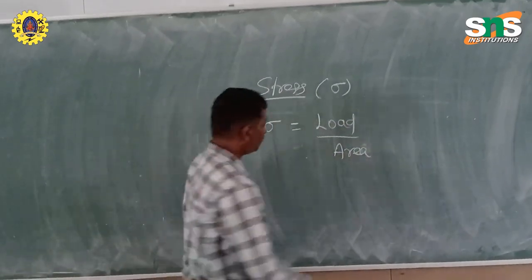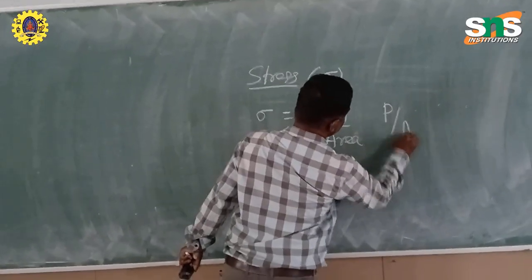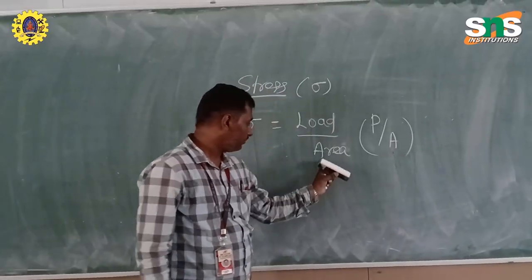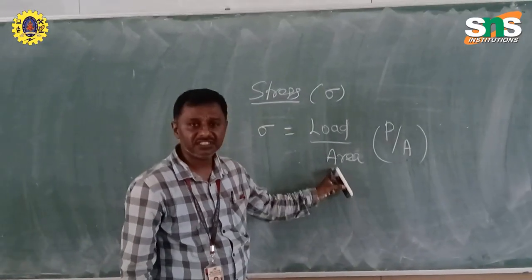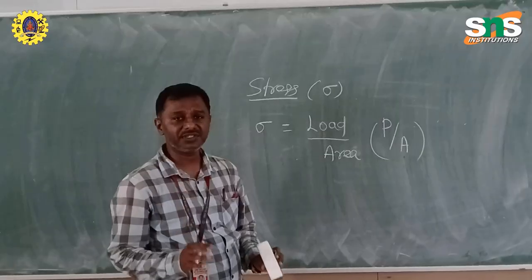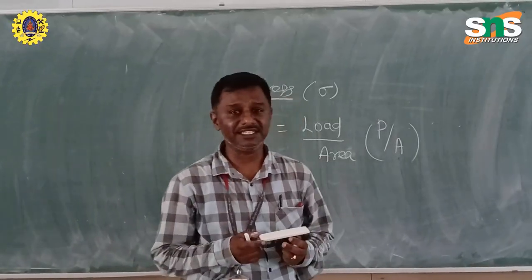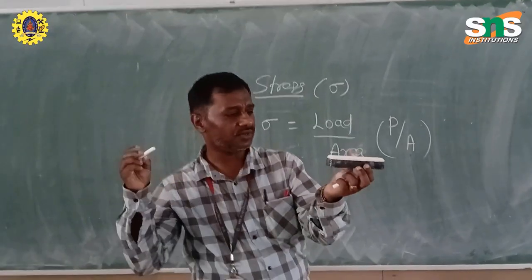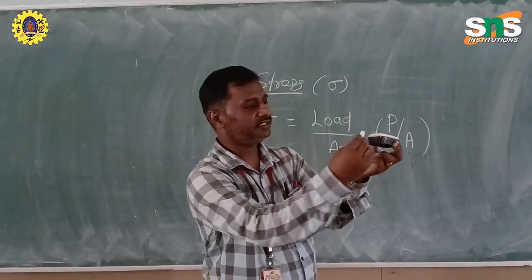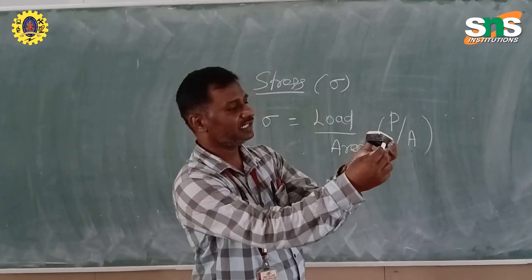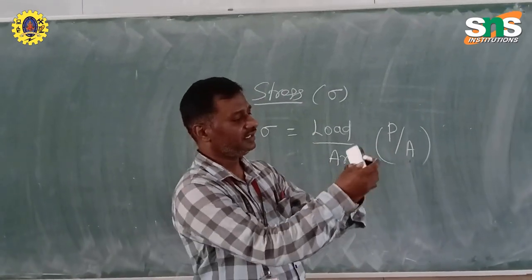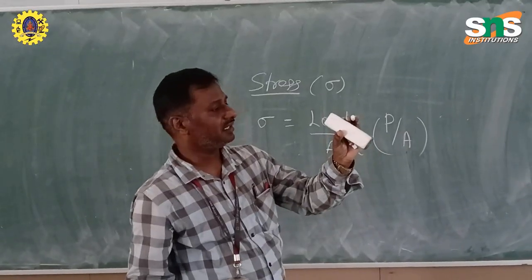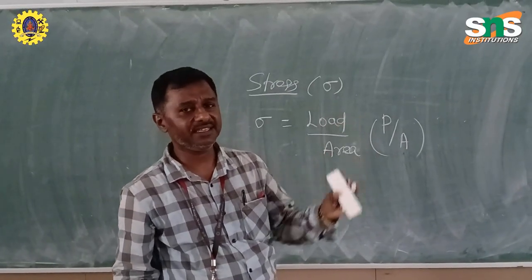Stress equals load by area. Here we use P as the load and A as the area. And one more thing, in the denominator, this area we have to concentrate only on the cross-sectional area, not the surface area. When we apply the load on this face, this area we have to take care of, length into width. If it is a circle, then the cross-sectional area will be the circular area, pi d square by 4.